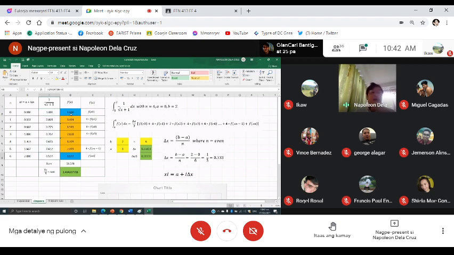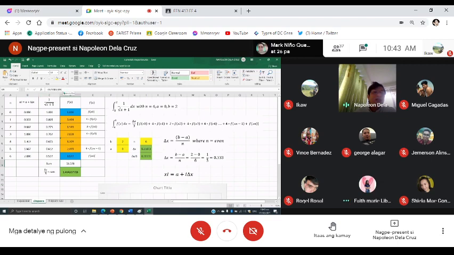Hanggang dito. Ito ngayon, kasi sabi nga natin, this is 1, 4, 2, 4, 2, second to the last is 4, then 1. Okay, meaning to say this is equal to this one. This is supposedly multiply this by 4. This is equal to 4, 2 times this one. This is 4 times of this one, and so on. This one is 4 times of this one. This one is equal to this one. Okay? Ganun lang kasimple.